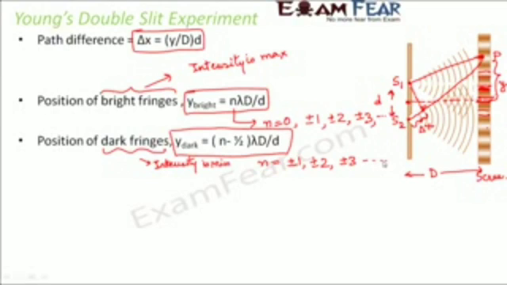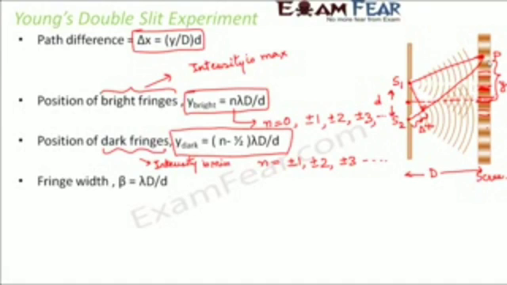So when you put n equal to plus minus 1, that corresponds to the dark fringe which is located on either side of the central bright fringe. And then for n equal to plus minus 2, it is like the next dark fringe. Like here you have one dark fringe, then again you have a dark fringe here, again a dark fringe here. So as the value of n increases, the position of your dark fringe also keeps changing.